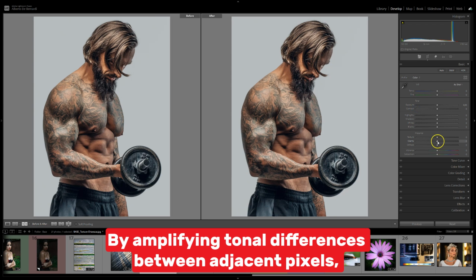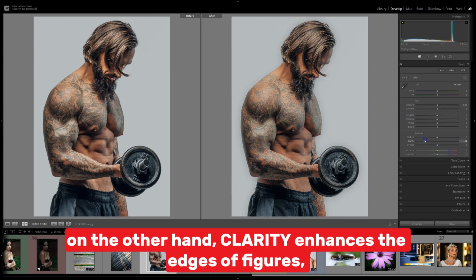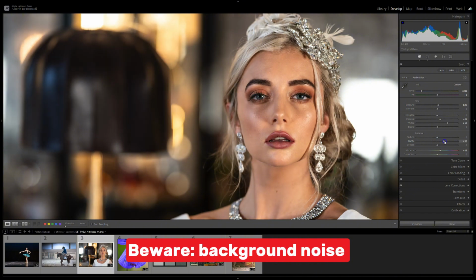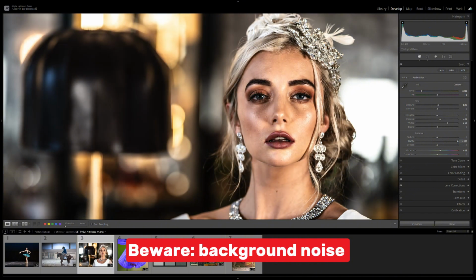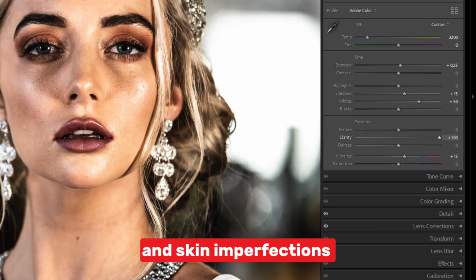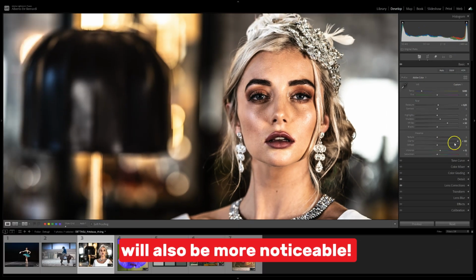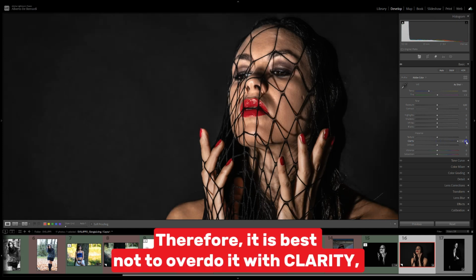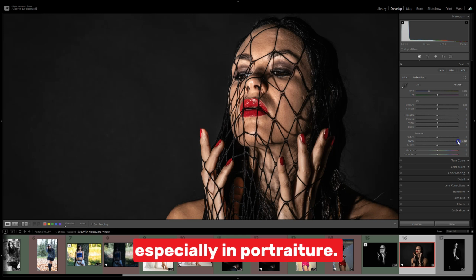By amplifying tonal differences between adjacent pixels, on the other hand, clarity enhances the edges of figures, extracting every detail. Beware: background noise and skin imperfections will also be more noticeable. Therefore, it is best not to overdo it with clarity, especially in portraiture.